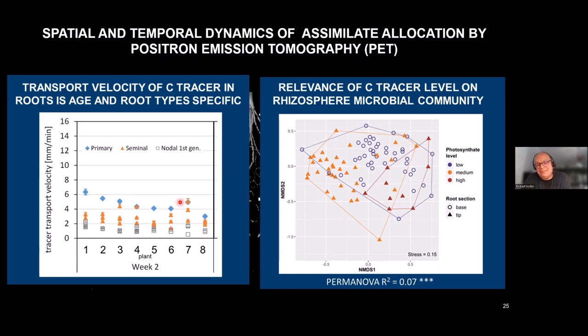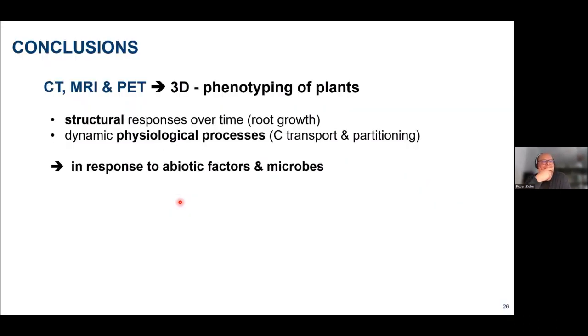Yeah, and with this, actually I was quite fast with my presentation, I think. I'm almost at the end already. So I would like to conclude, I hope I could give you already a nice overview of how we're using these tomographic methods in IBG-2 and also in other projects like in PhenoRob, where we're using CT, MRI, and PET for 3D phenotyping of plants.